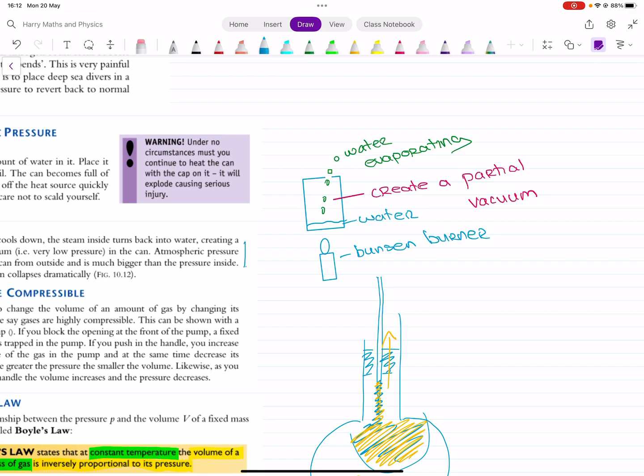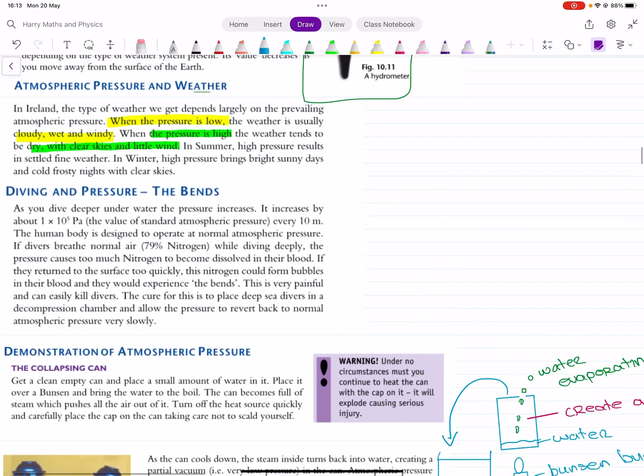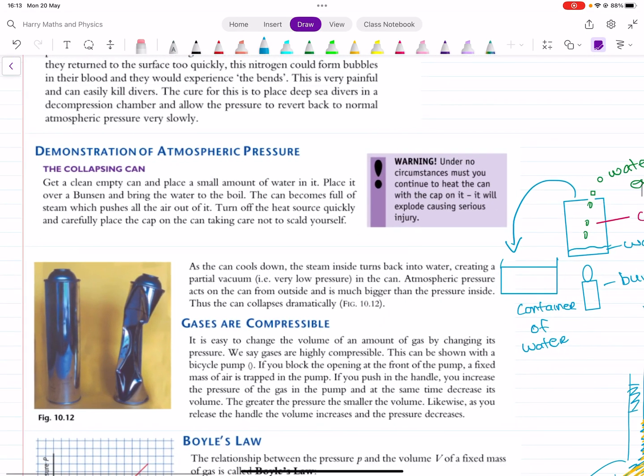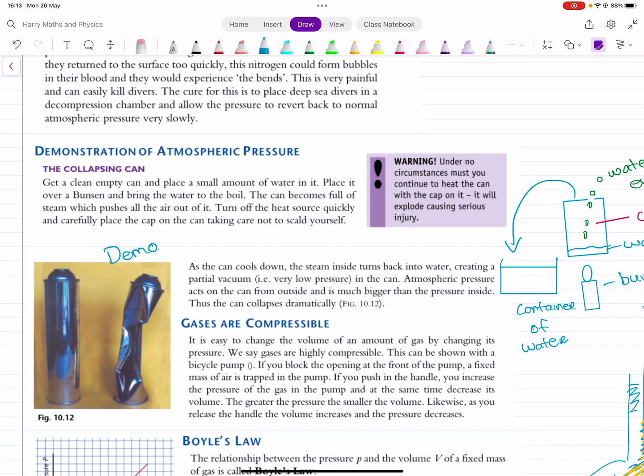And then what you do is you get a big container of water, and you upturn the can. So you upturn the can, and you block the hole. So you trap it in such a way that the pressure inside is less than the pressure outside because of that partial vacuum. And then because of that, the pressure on the outside crushes the can, because the pressure outside is bigger than the pressure inside. And that proves that the atmosphere exerts pressure. So that's a nice demo that you need to know.